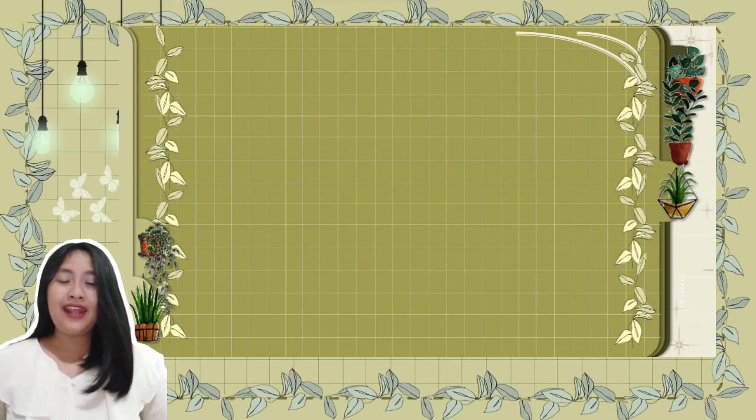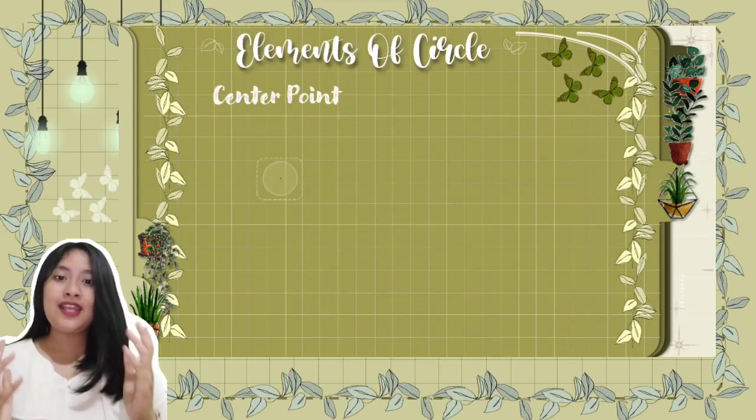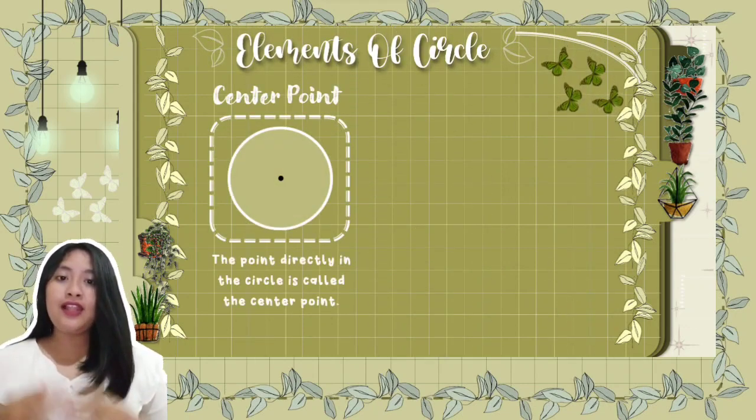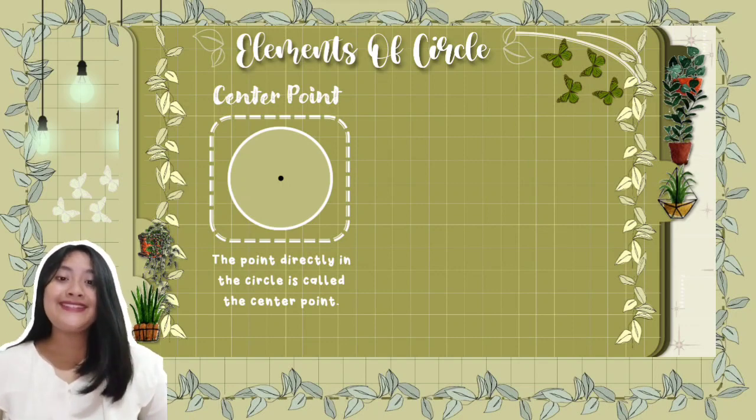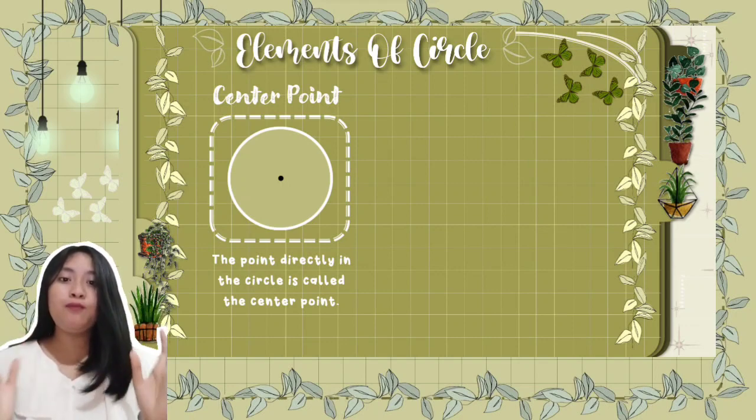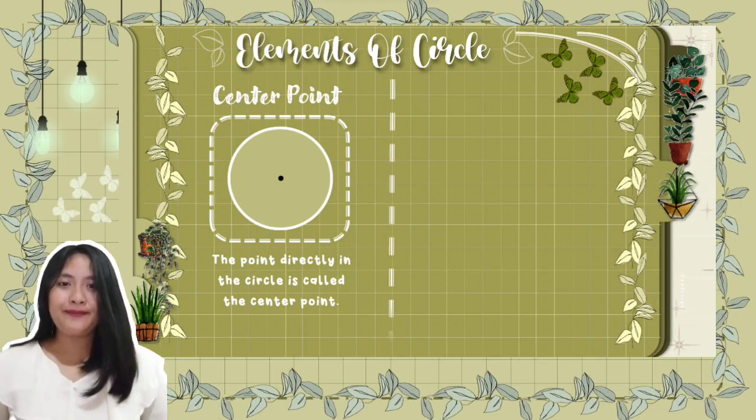The first element is a center point. The center point is the first circle element that you need to know. The point directly in the center of the circle is called the center point. The distance from the center point to all points on this circle is always the same. The central point is often symbolized by using capital letters such as A, O, B, C, etc.